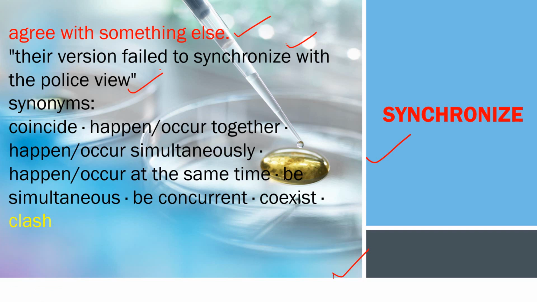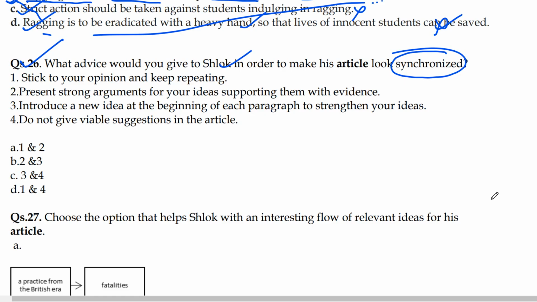So some connections, that is synchronize. Agree with something else. Look at the synonyms: coincide, happen or occur together, happen or occur simultaneously, happen or occur at the same time, simultaneous, be concurrent or coexist, and its antonym is clash. So synchronize means a concise agreement between ideas or among ideas. That is what is meant by synchronized. So to make the article synchronize, to get an agreement of ideas, what suggestions can we give?